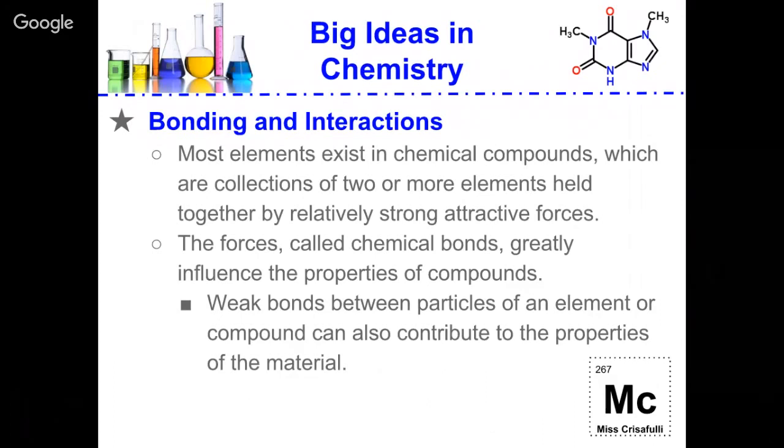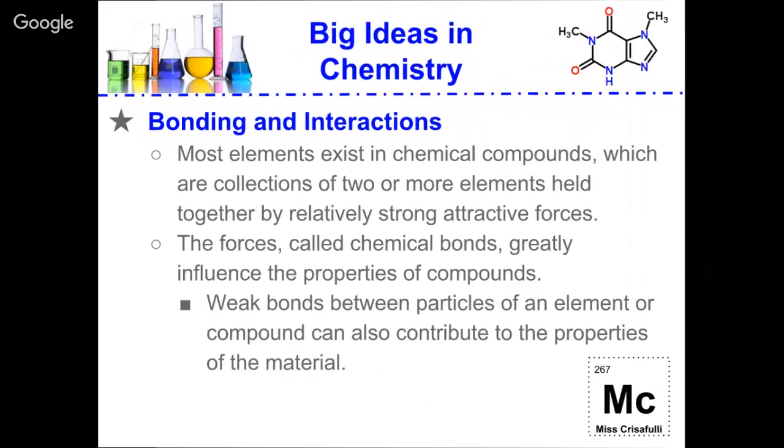That's why we have things that are hard, and that's why we have things that are soft. That's why we have things that behave certain ways under certain conditions. It's all because of the bonds that they made and the interactions they have between the particles.